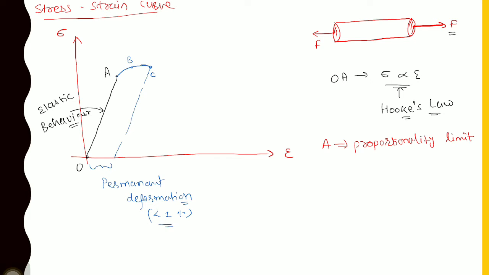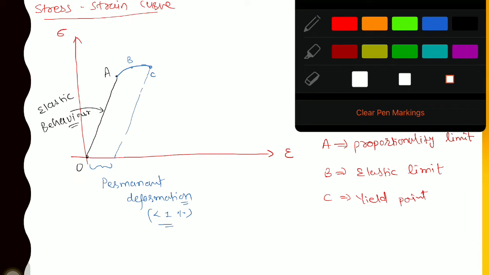Then B is the elastic limit. Point B is the elastic limit. After that, the plasticity behavior of the body comes into the picture. C is the yield point. At the yield point, some internal structure of the body is changed. After B, the internal structure of the body changes. And then if you again increase the stress, what happens?